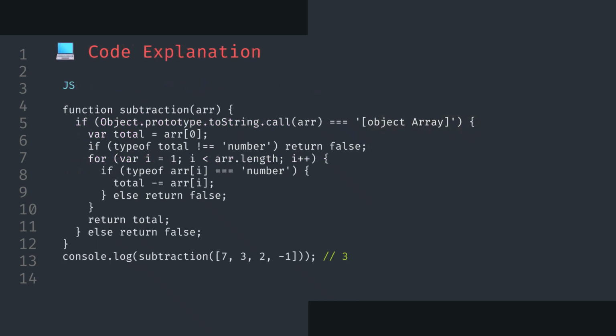Here's the full function. We first check if the input is actually an array. This avoids runtime errors. Next, we initialize a total variable with the first value in the array. Then, we loop through the rest of the array and subtract each number from that total. If we run into anything that is not a number, we return false to keep things safe. It is a solid example of combining input validation with clean looping logic.